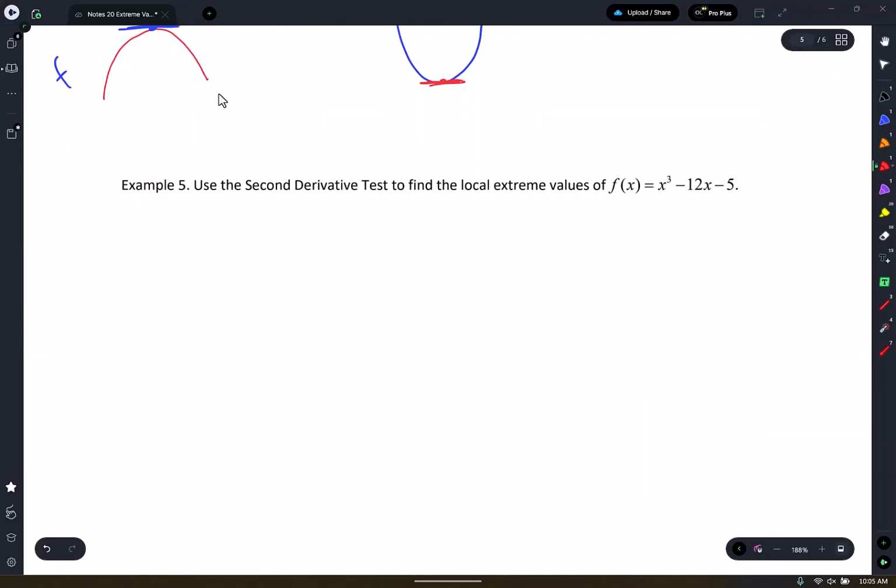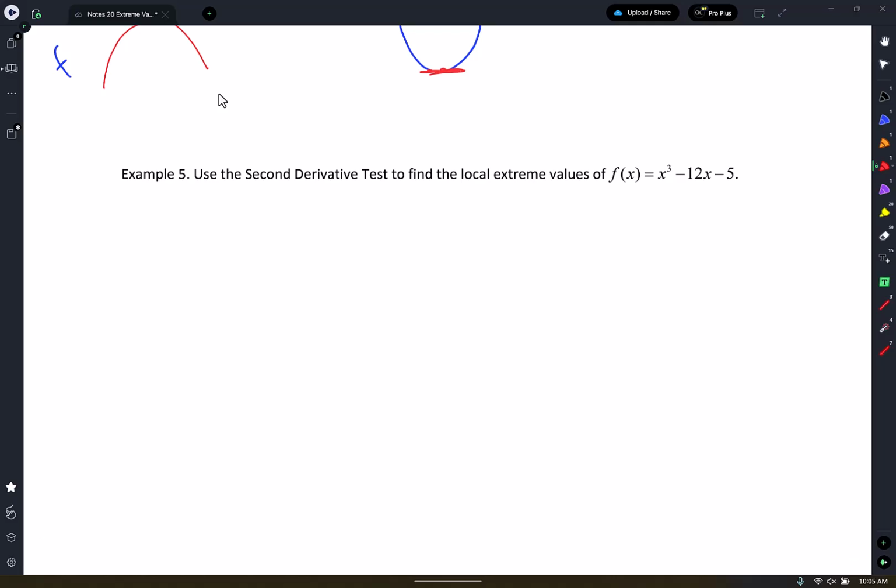All right, so look what it says here. Use the second derivative test to find the local extreme values of this. My first move, take a derivative. F prime of x equals 3x squared minus 12. I'm going to set this equal to 0 to find critical numbers, and these are candidates for max and min. So I'm going to factor out a 3, and you get x squared minus 4. I think we did this question already, but the last time we did the sign chart, or railroad tracks.